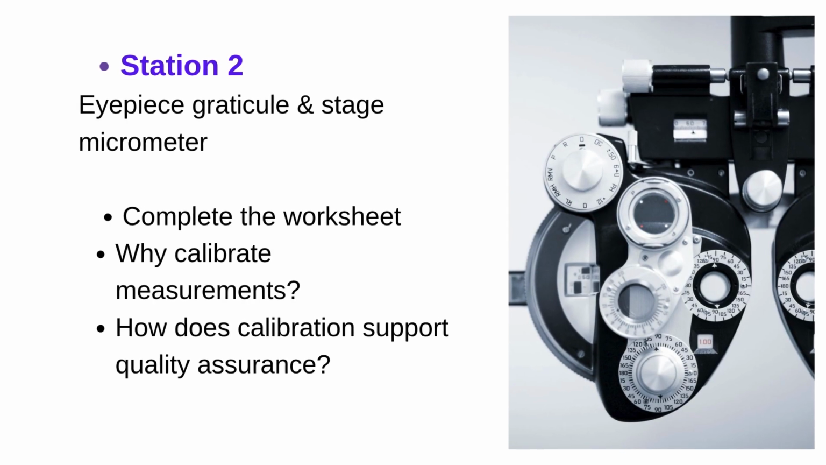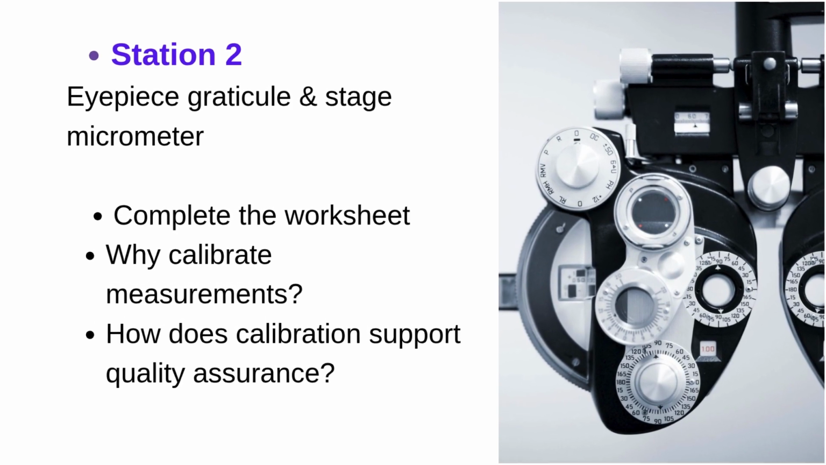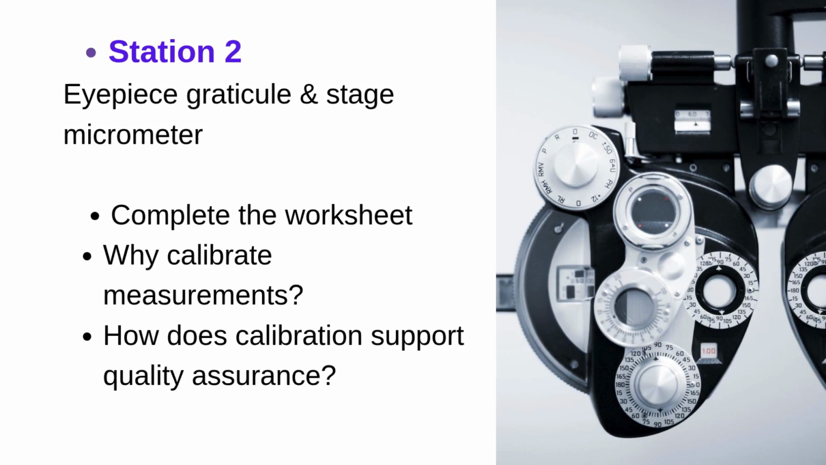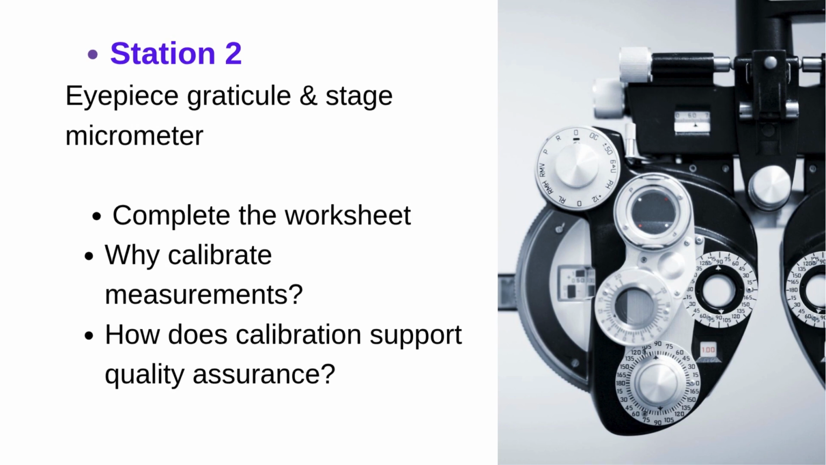At Station 2, explore the eyepiece graticule and stage micrometer. Complete the worksheet and discuss why scientists calibrate measurements before collecting data. Consider how calibration improves accuracy, reliability, and quality assurance in laboratory work.